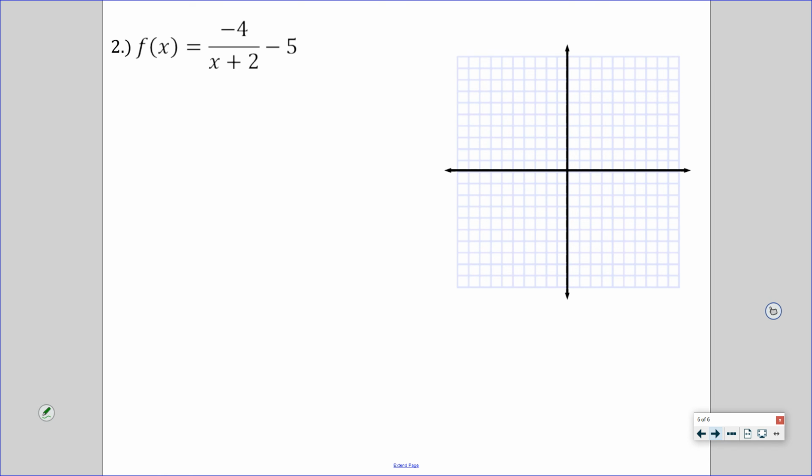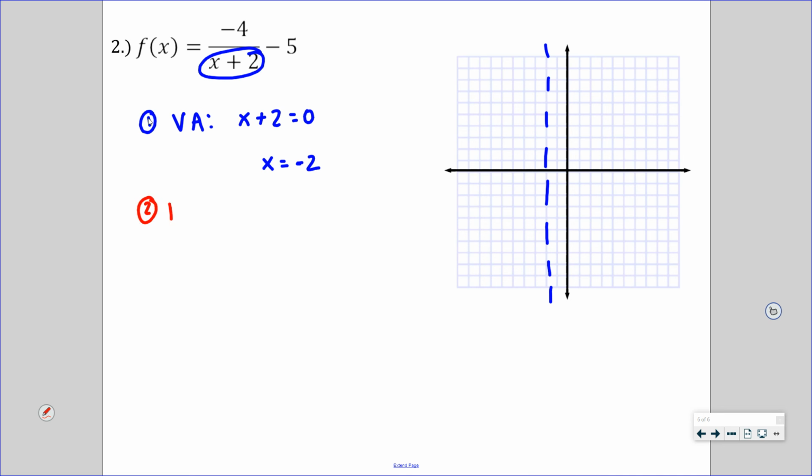Alright, last one. Vertical asymptote is when my denominator equals 0, so it's at x equals -2. Make sure you have x equals in front of that. Go ahead, draw your vertical line through -2. Horizontal asymptote occurs if I have a shift up or down. It looks like I'm shifting down 5, so it's all the way down here at -5.